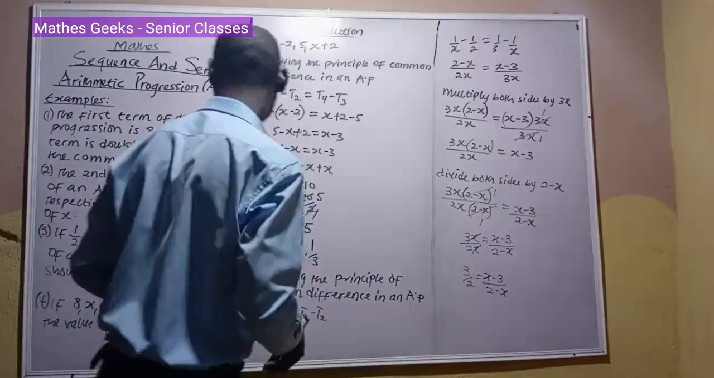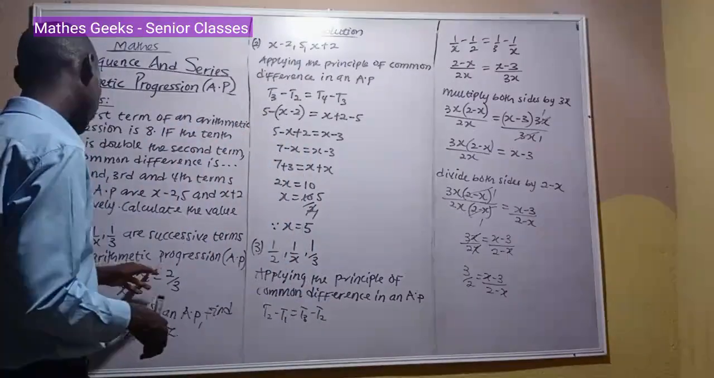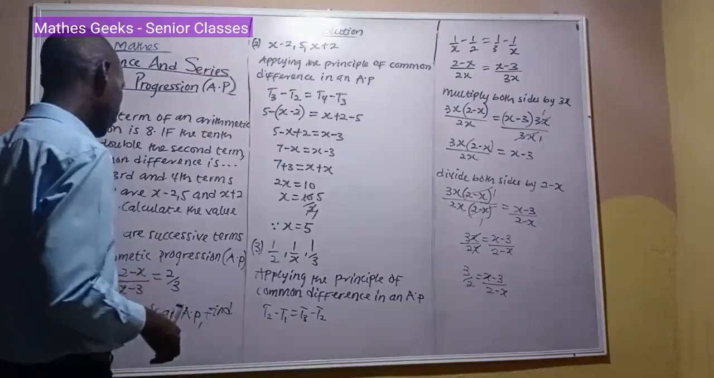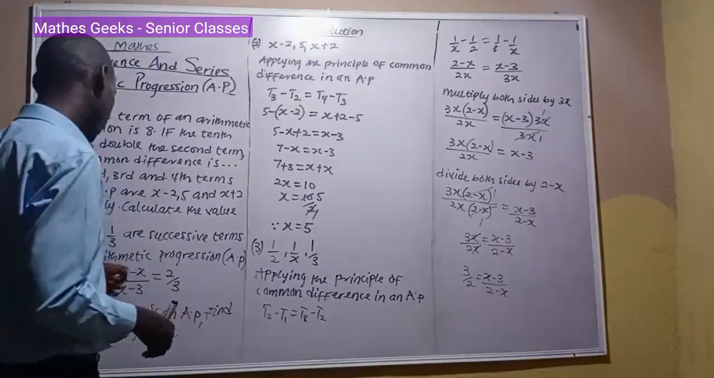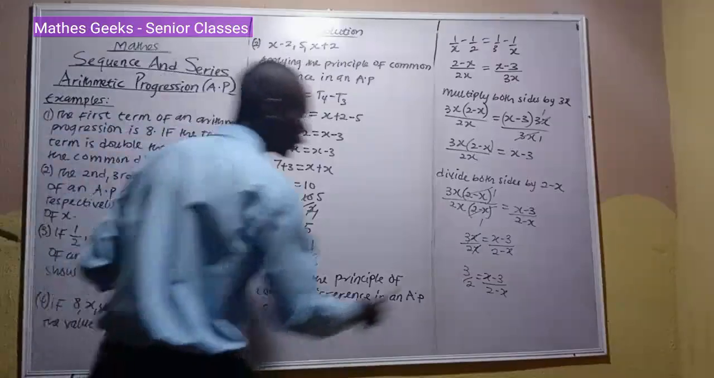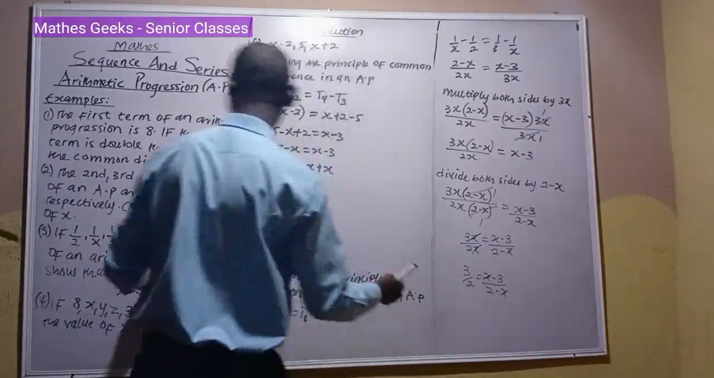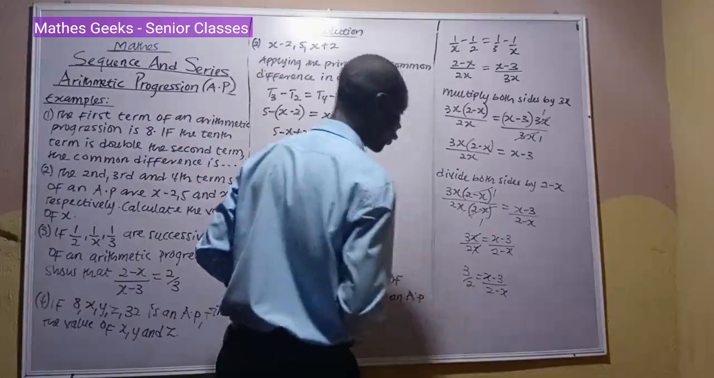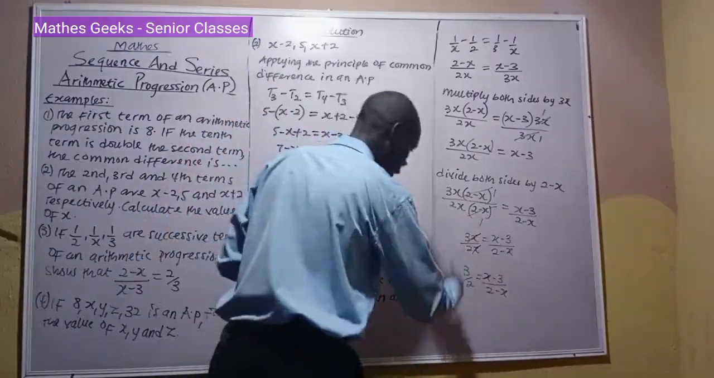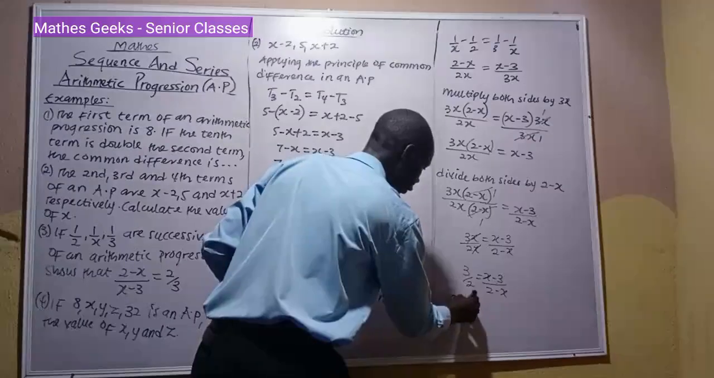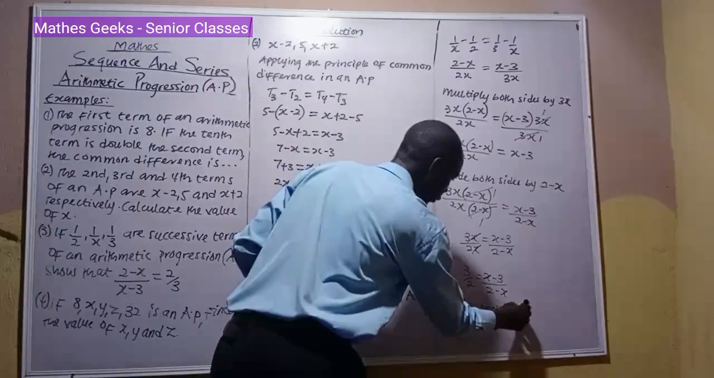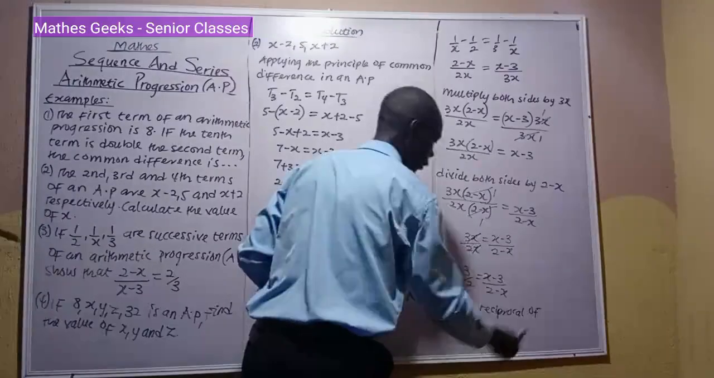But the question says we should show that 2 minus x over x minus 3 is equal to 2 over 3. So here 2 minus x is our numerator, but here x minus 3 is our numerator. And on this side 2 is our numerator, but here 3 is our numerator. So what do we do? We're going to invert it. To do that, we're going to take the reciprocal of both sides.